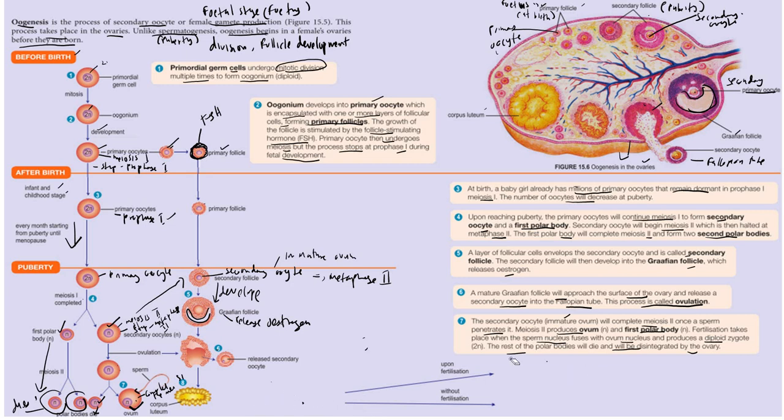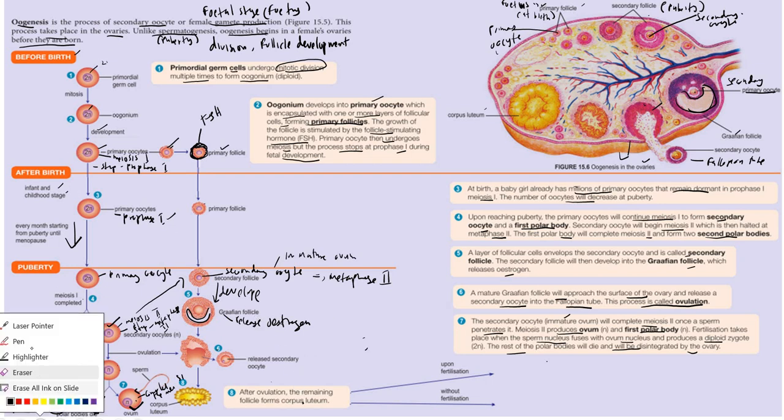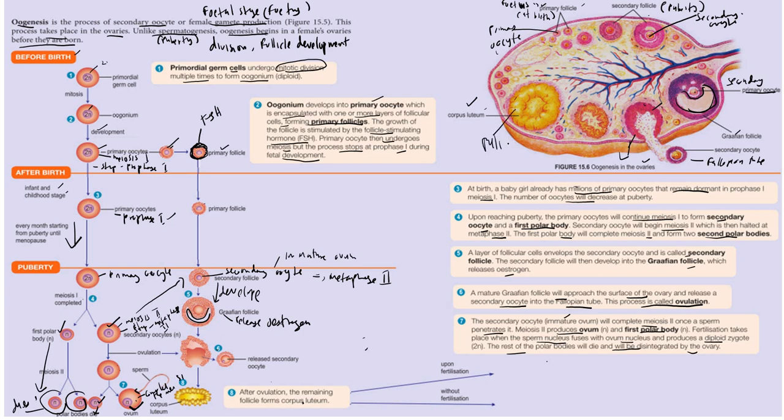Okay, this one. So number 8. After ovulation, the remaining follicle forms corpus luteum. So after ovulation, you see here, the remaining follicle forms corpus luteum. So it means the corpus luteum has no secondary oocyte inside, just the follicle only. But this corpus luteum has two fates. The first one, upon fertilization. If fertilization occurs, corpus luteum continues to grow and secretes estrogen and progesterone.